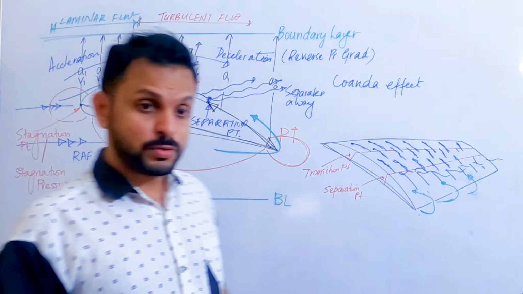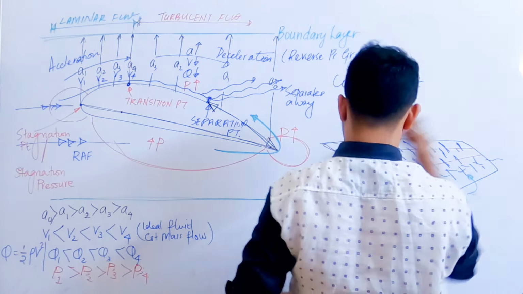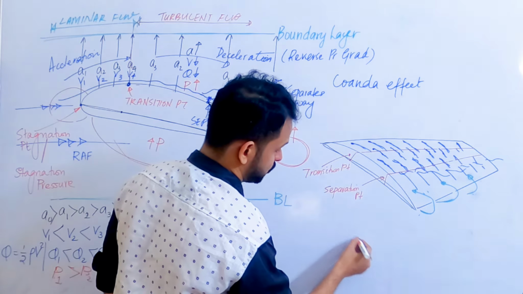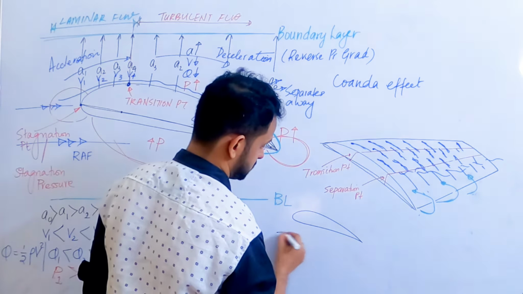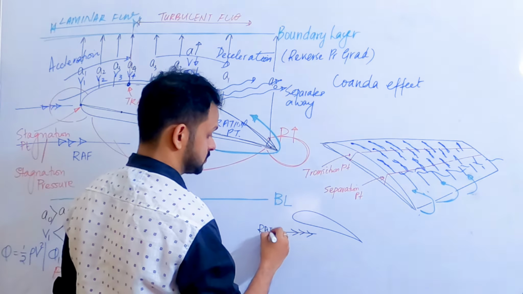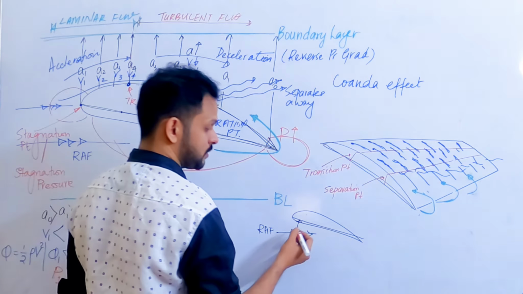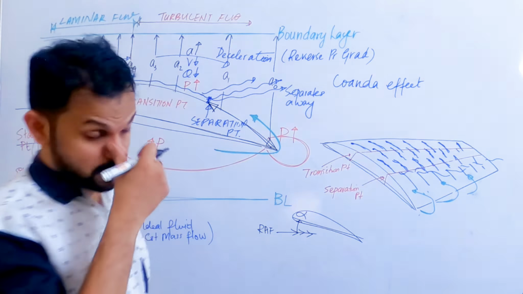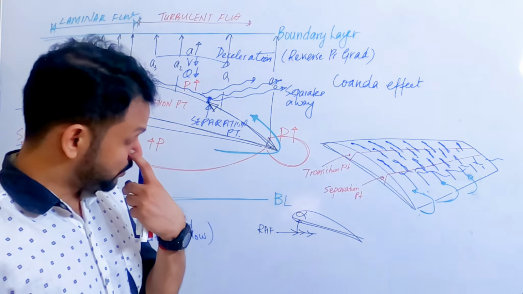So what happens when you pitch up? What are we doing? This is the relative airflow. This is the chord. What is this angle called? Angle of attack. The angle between the relative airflow and the chord is what is called the angle of attack. What happens when you pitch up?